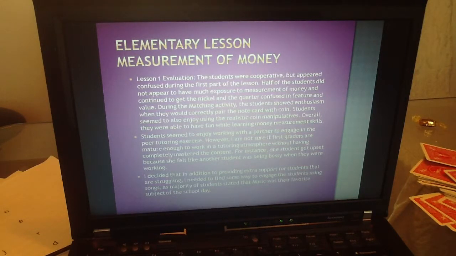I decided that for lesson 2, I may need to provide further instructions and extra support to individual students that were struggling before they pair up for the peer tutoring method. In addition, I decided that I need to find some way to engage all of the students using songs, as the majority of the students stated that music was their favorite subject of the school day.